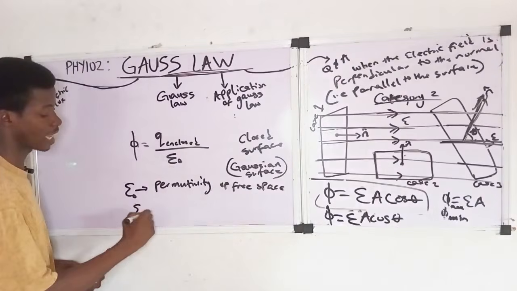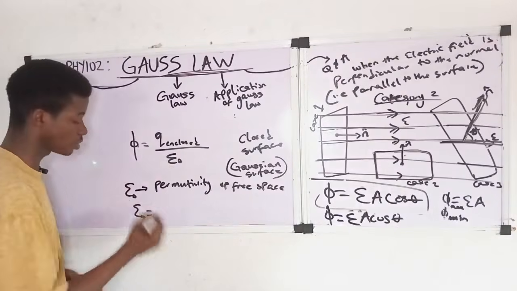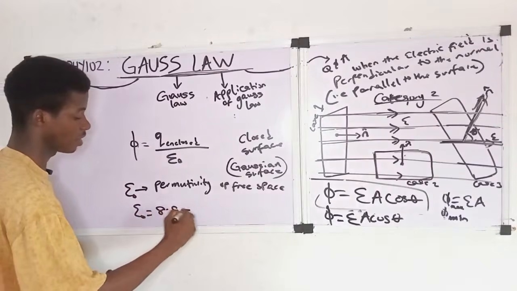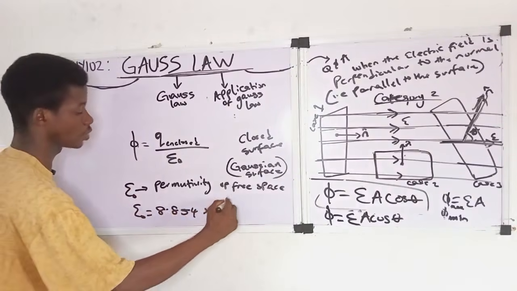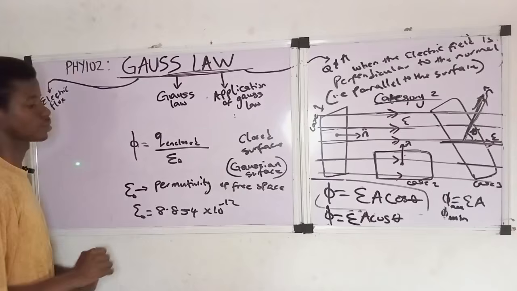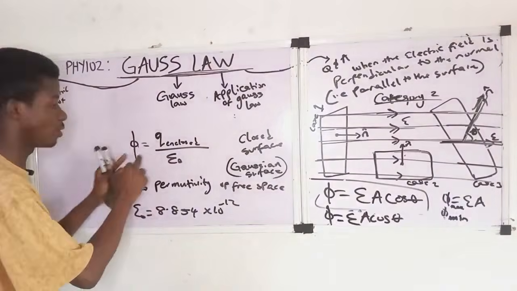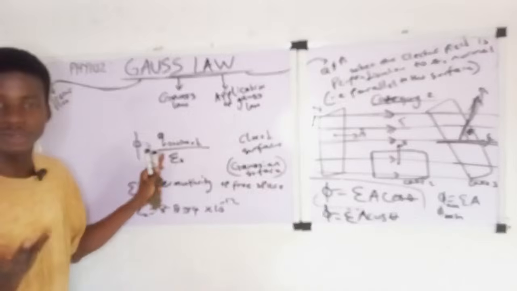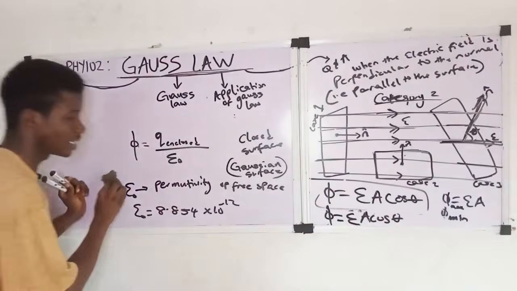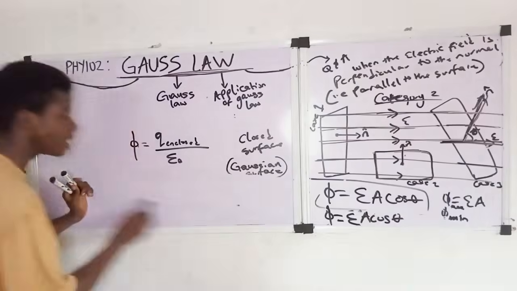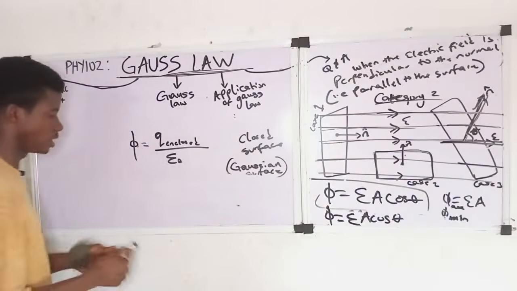Now, this value, we have given you the value before in our previous class. It equals 8.854 times 10 raised to minus 12. So this is Gauss's law. Gauss's law is electric flux equals charge enclosed over epsilon naught. Now let me go deeper.